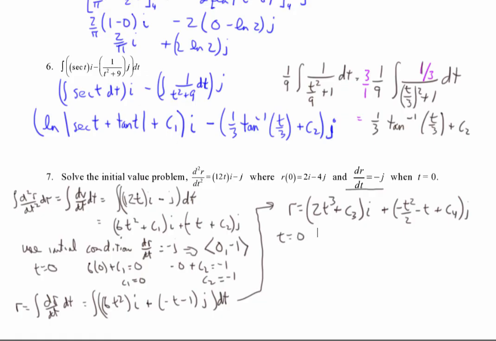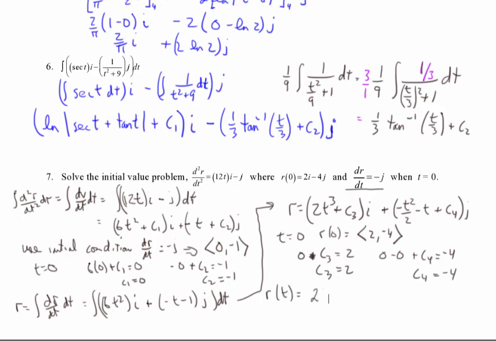This time at t equals 0, we're given that we have the vector r of 0 equals 2, negative 4. So plug in: 0 plus c3 is going to equal 2, c3 equals 2. 0 minus 0 plus c4 equals negative 4. c4 equals negative 4. And now we just write the answer.